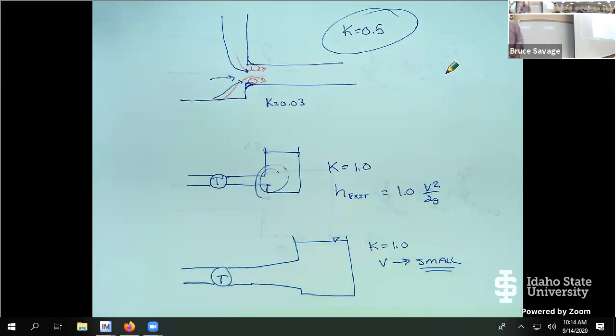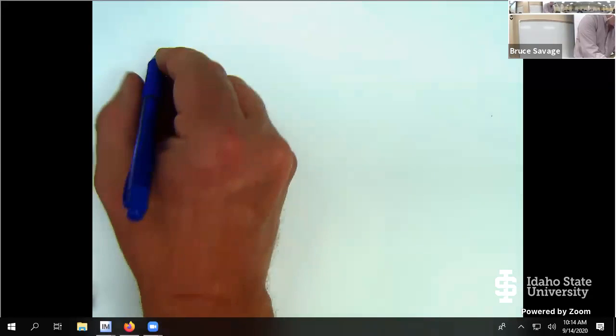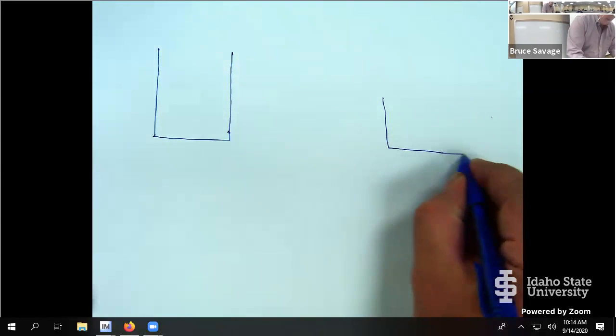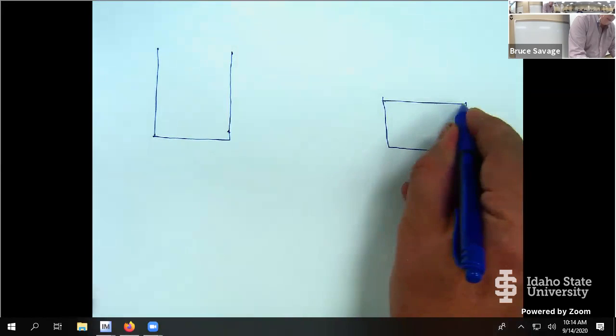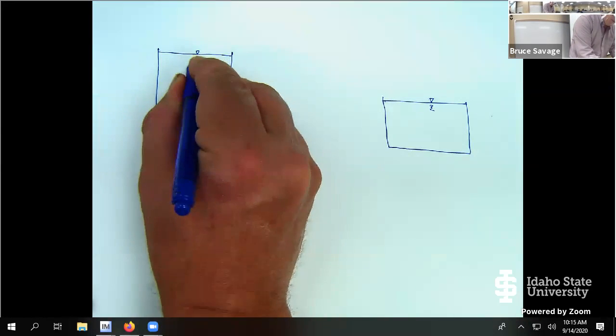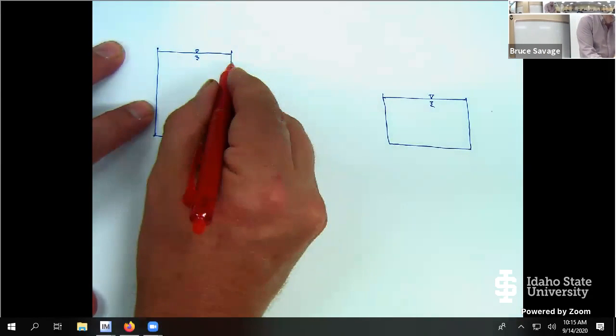Well, all right, let's do this. Concept question for you. I have 2 reservoirs. Okay. I have 3 pipes connecting those reservoirs.